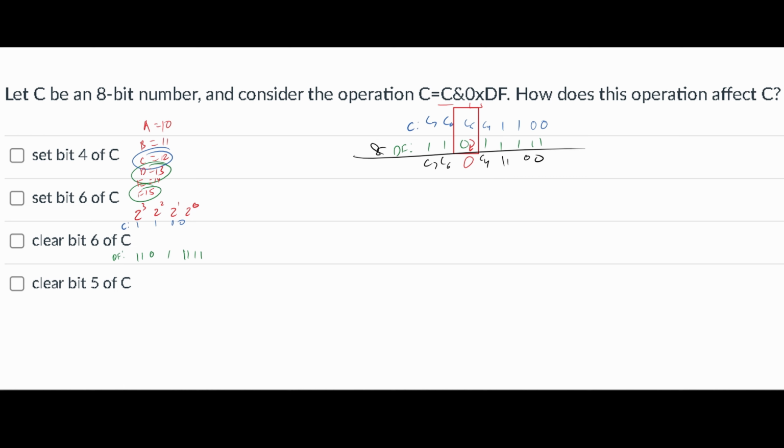So when it says let C be an 8-bit number and consider the operation C is equal to C ANDed with our DF, how does this operation affect C? Well, this operation is going to be clearing bit 5 of C. And that's how you would solve for this problem, and anything like it.